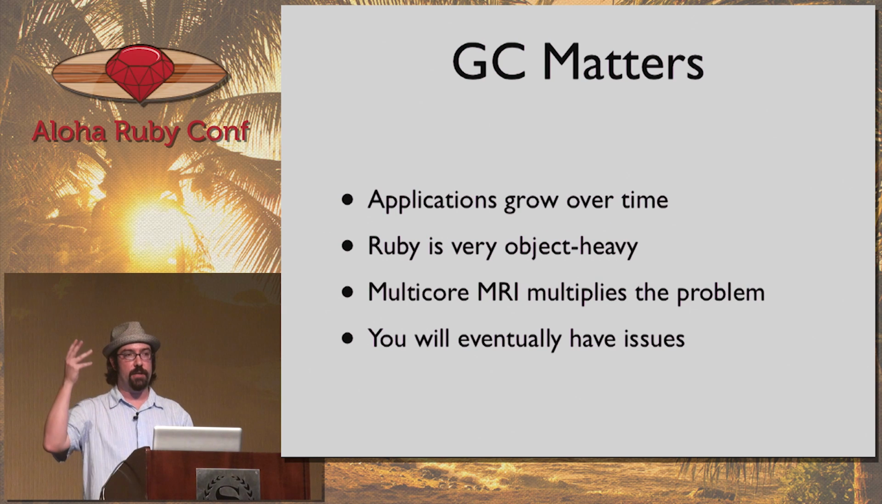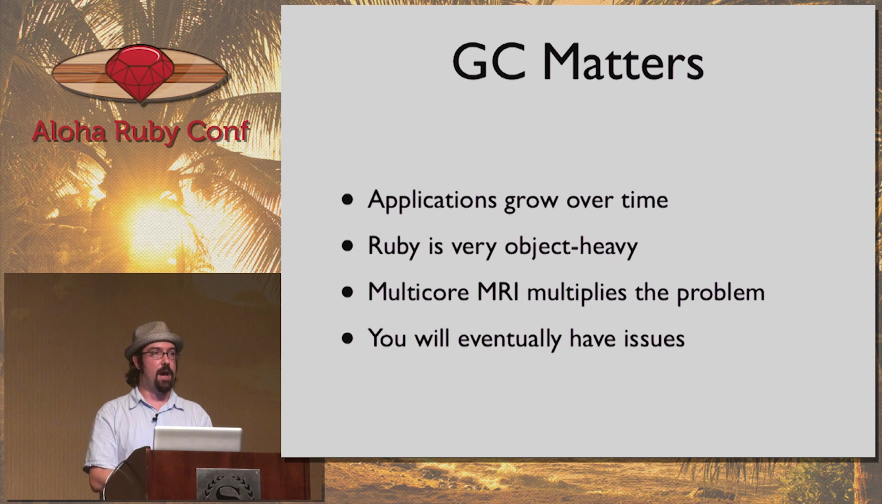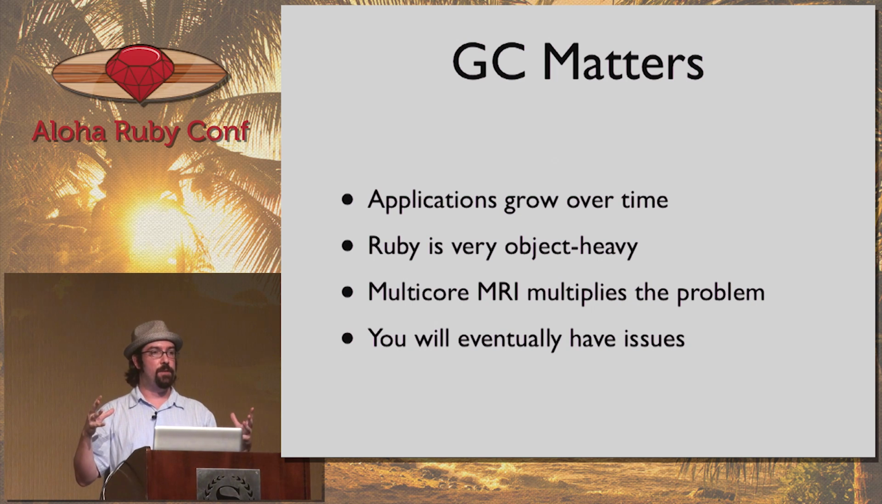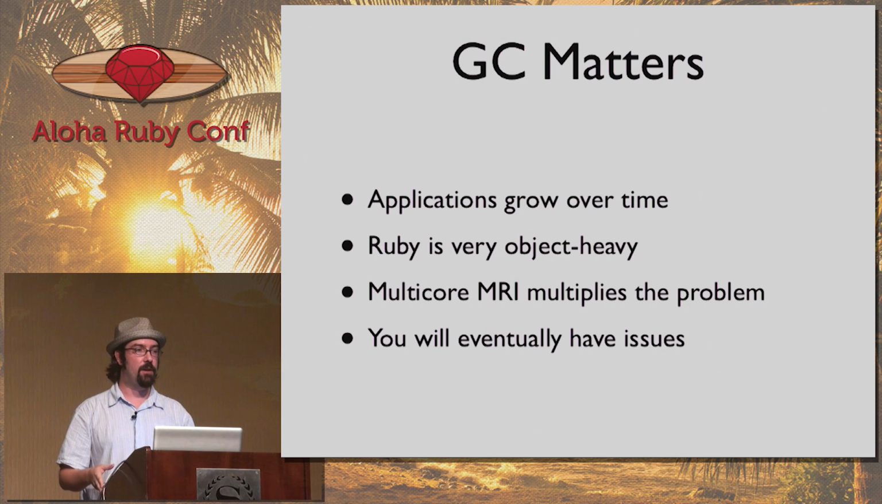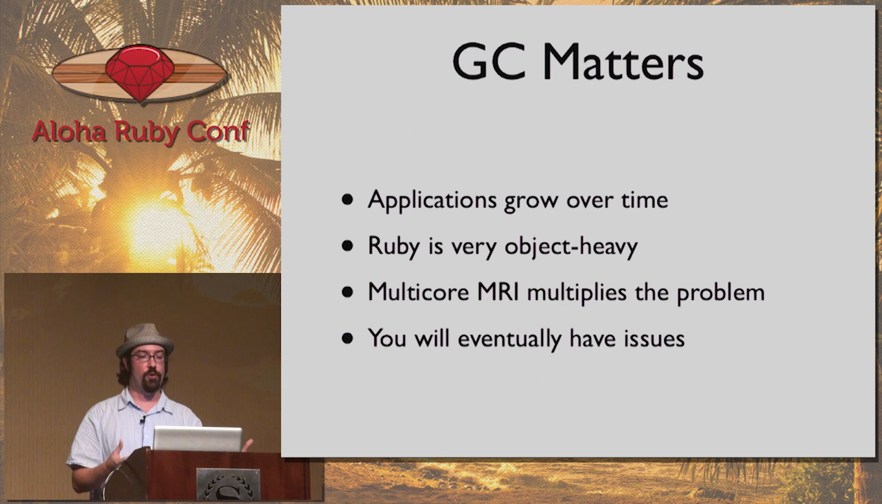Has anybody had garbage collection issues running on MRI, pauses, just too much CPU use in general? And that's not uncommon as far as running with MRI. So the issue is that basically an application's data set, either within a single run or over time as the application becomes more complicated, will grow. And you'll have a larger application, more data, more objects in memory. And Ruby itself is very object heavy on top of that. So eventually you do have a problem with this on MRI.